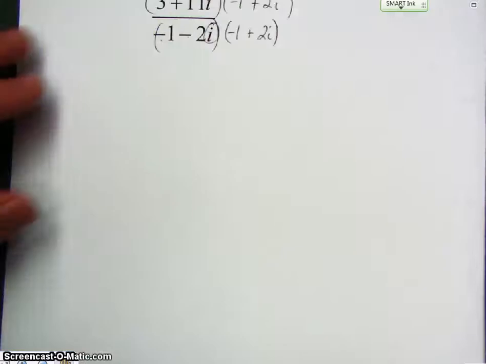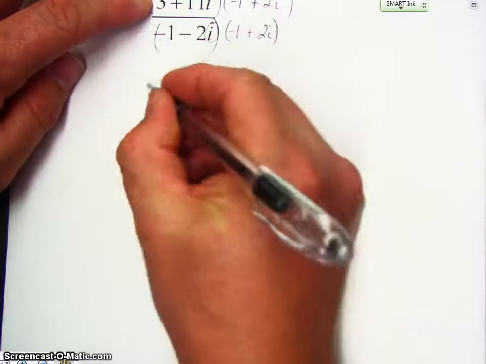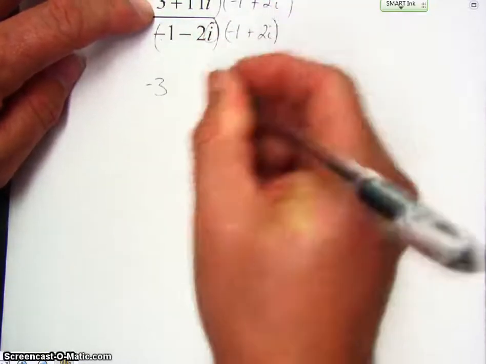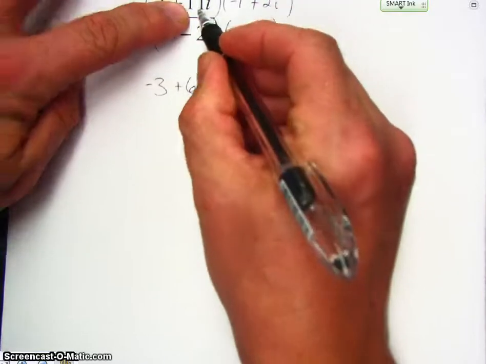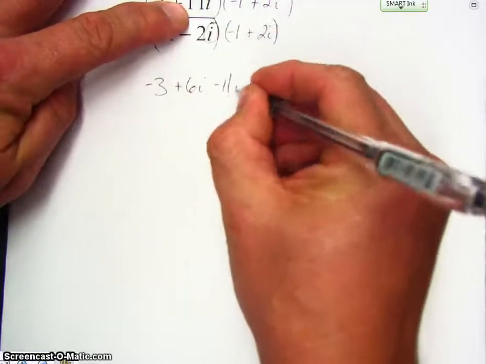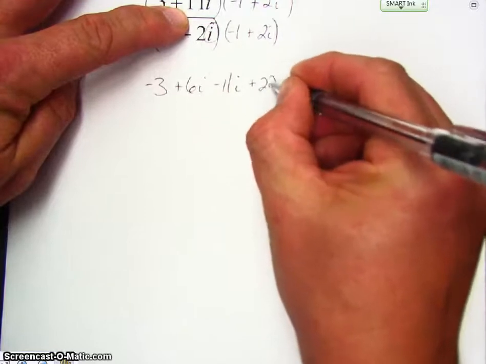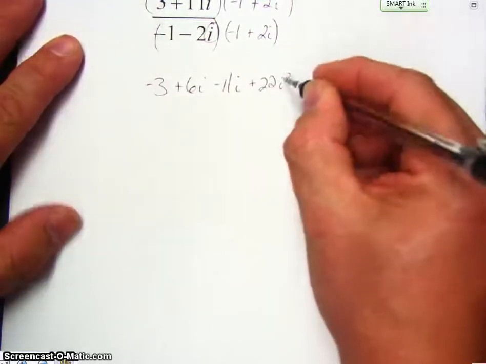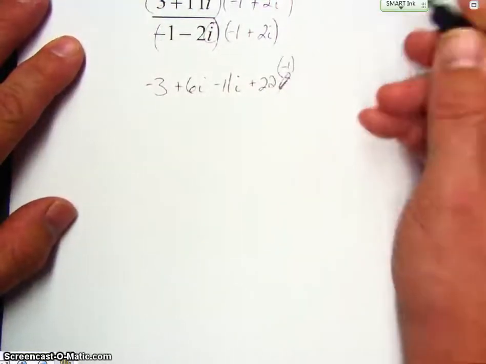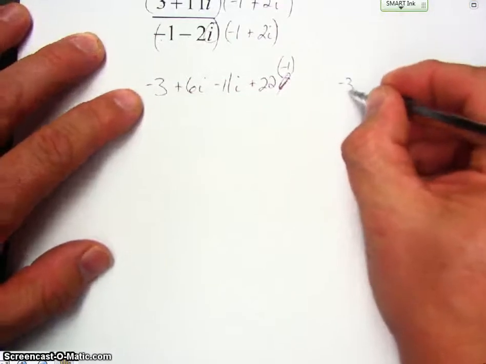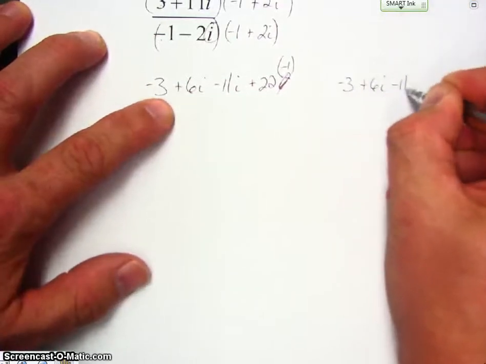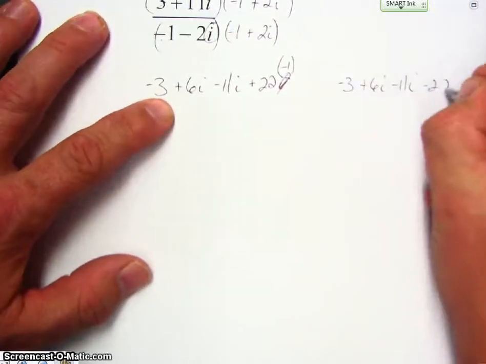Okay, so now we use FOIL. So 3 times negative 1 is negative 3. 3 times 2i, 6i. 11i times negative 1 is negative 11i. 11i times 2i is positive 22i squared. And remember, i squared becomes a negative 1. So that becomes negative 3 plus 6i minus 11i minus 22.